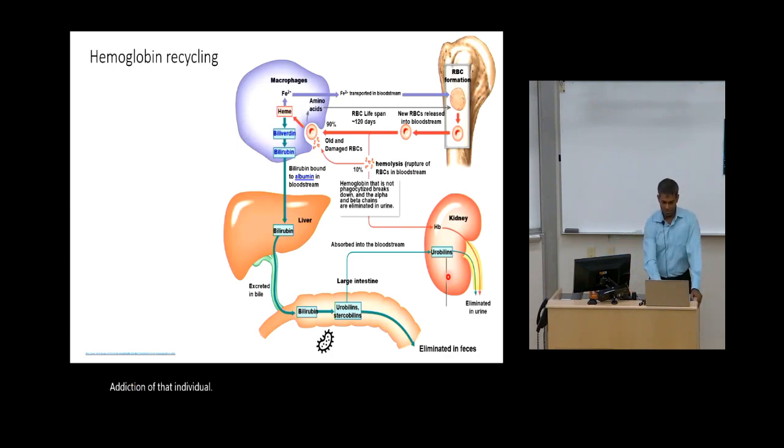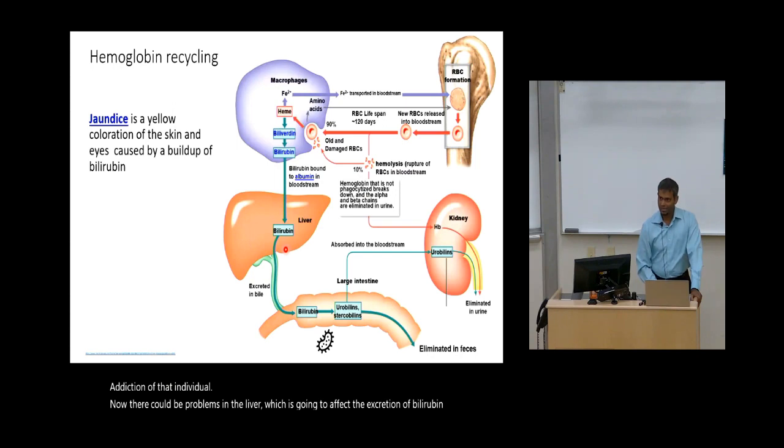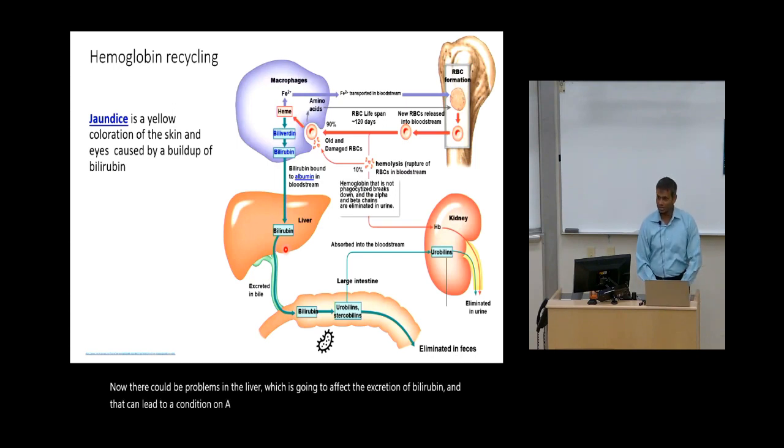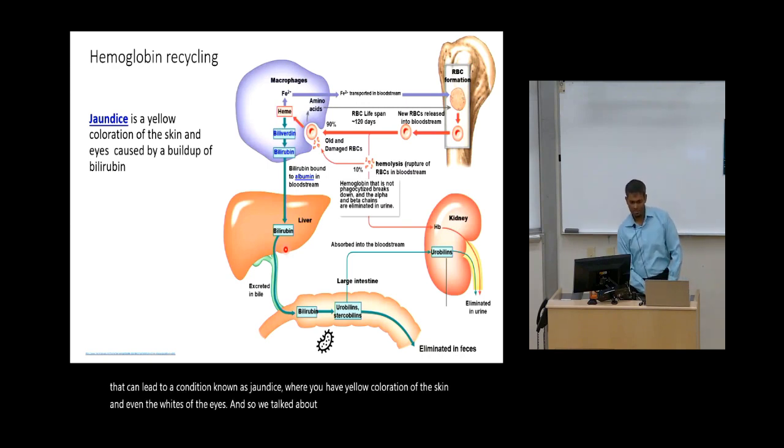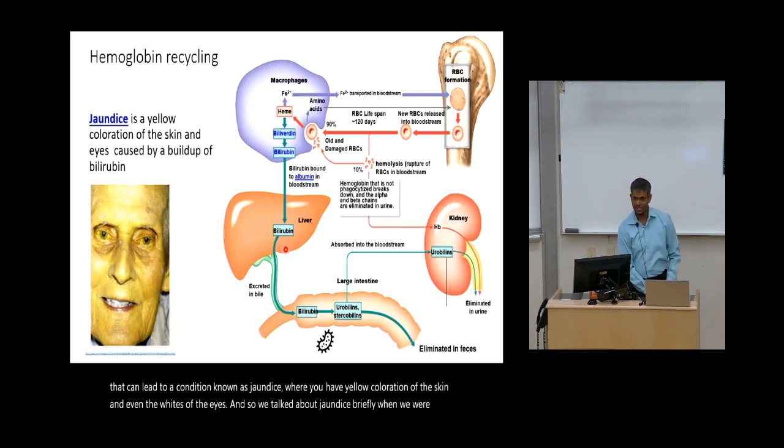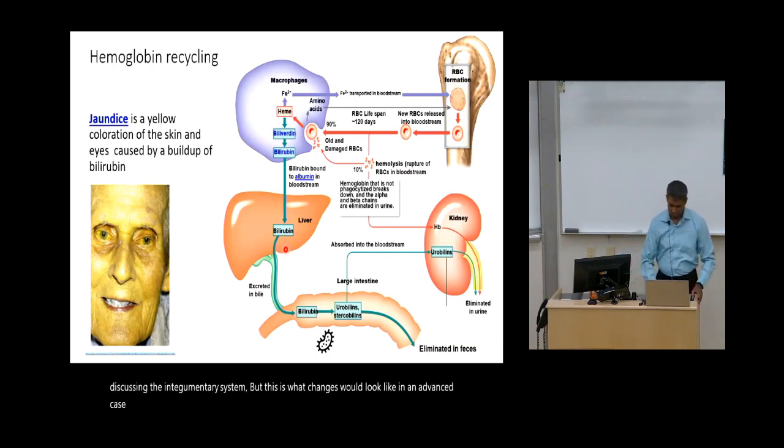Now there could be problems in the liver which is going to affect the excretion of bilirubin, and that can lead to a condition known as jaundice, where you have yellow coloration of the skin and even the whites of the eyes, right? So we talked about jaundice briefly when we were discussing the integumentary system, but this is what jaundice would look like in an advanced case.